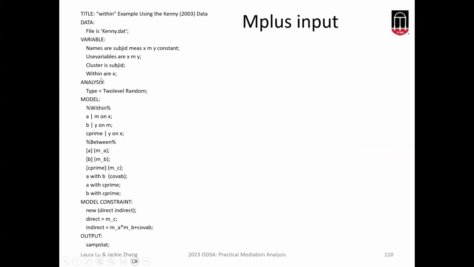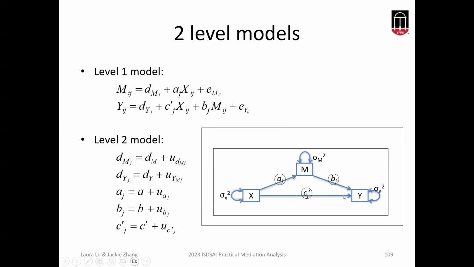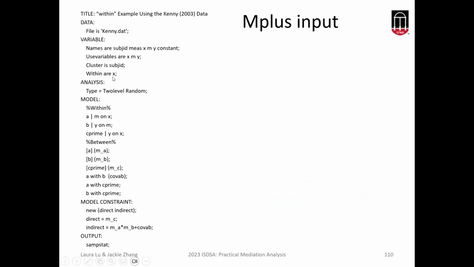So let's look at the code. For the within independent variable, X, you can change it to between. In the next few slides, I will show you another model with the independent variable X at the level 2 unit. But in this case, X and Y are all at level 1. So X is within. And then analysis.